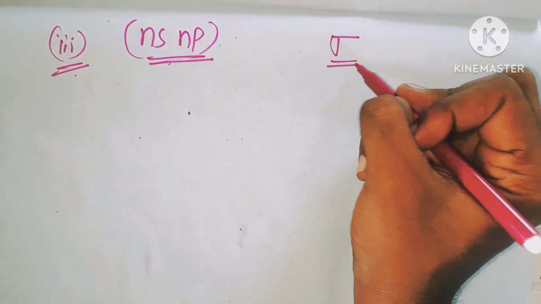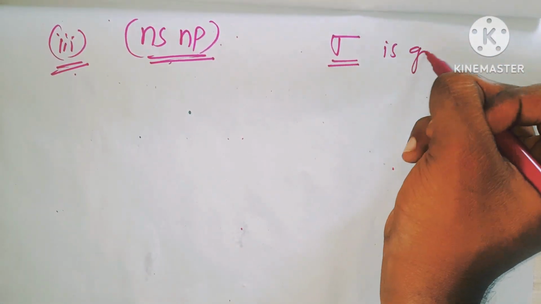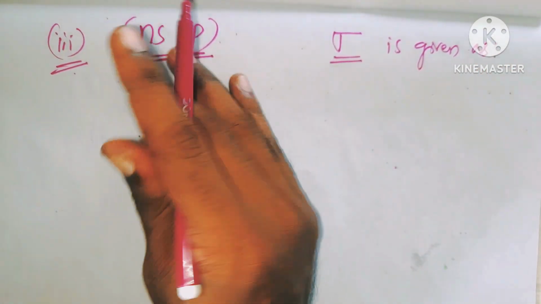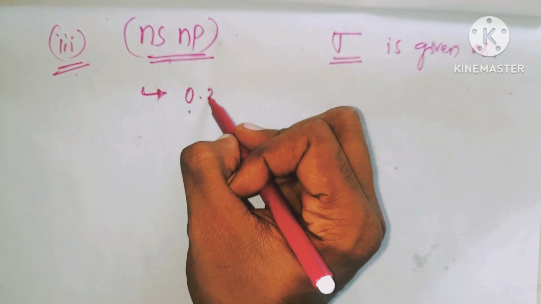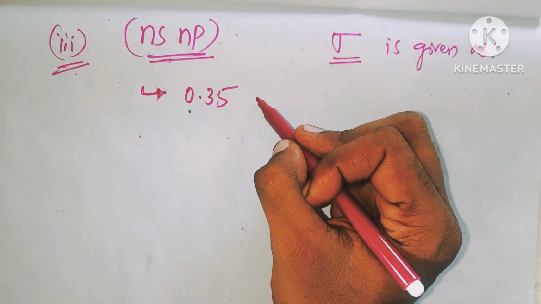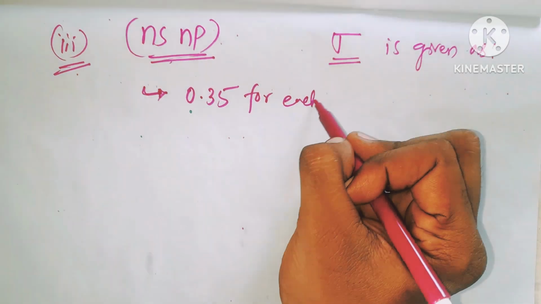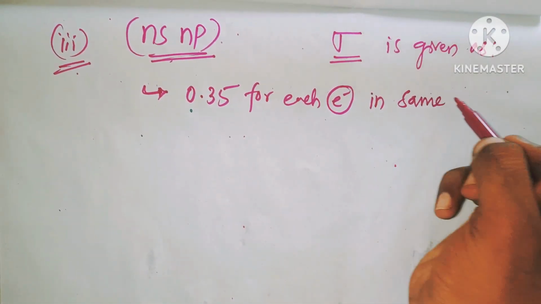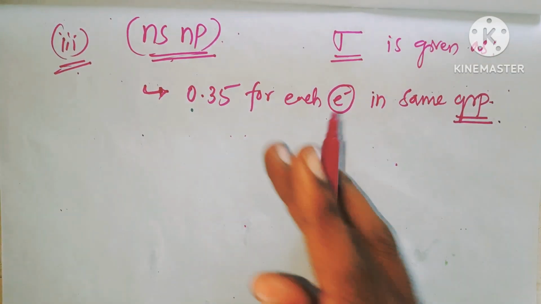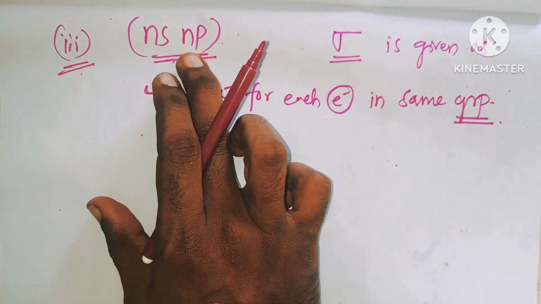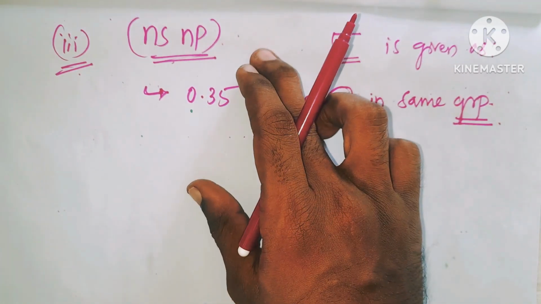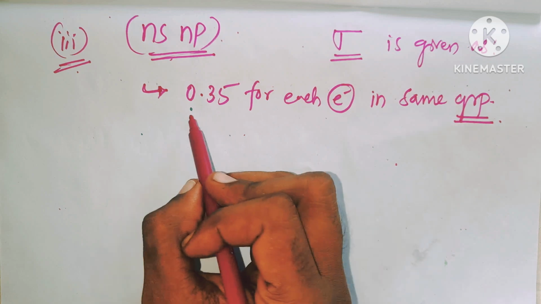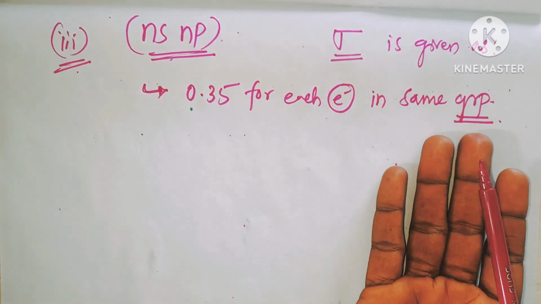The value stated is that the shielding constant, sigma, is given as follows. First, for NS and NP only, it is 0.35 for each electron in the same group. If we consider 2p6, that is, the fifth electron of this group, the rest of the electrons, 5 plus 2, 7, will be contributing 0.35 each for that shielding effect.